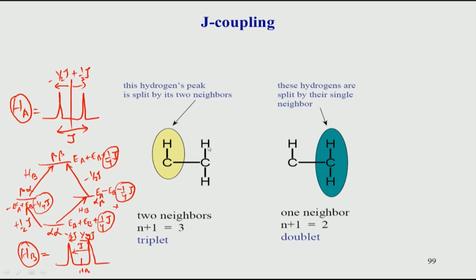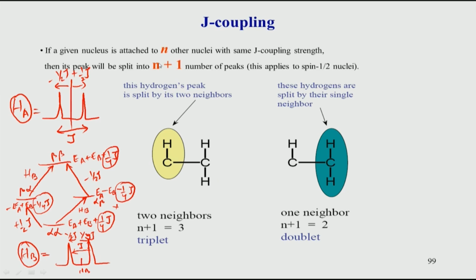But let us say for this particular example that these two hydrogens are equivalent. Then we have a very famous rule known as the n+1 rule, written here. It says that if a given nucleus, here the hydrogen in yellow, is attached to n other nuclei with the same J coupling value, meaning suppose this hydrogen has a J coupling with this hydrogen of some value J x, and the same J x value holds for this coupling, then this hydrogen shown in yellow shade will be split into 3 peaks, because it has 2 neighbors. Whenever there are n neighbors, this is called the n+1 rule.